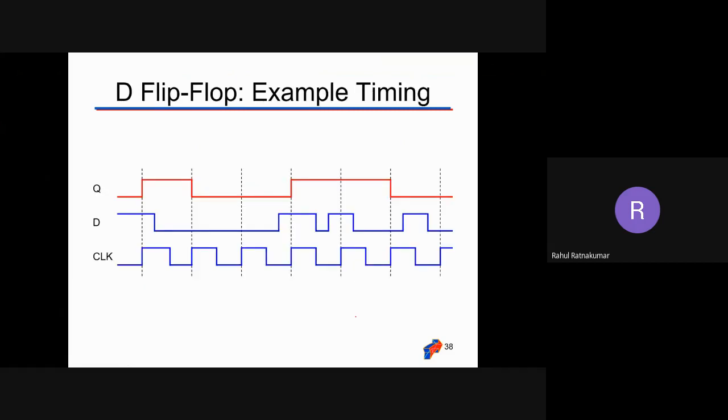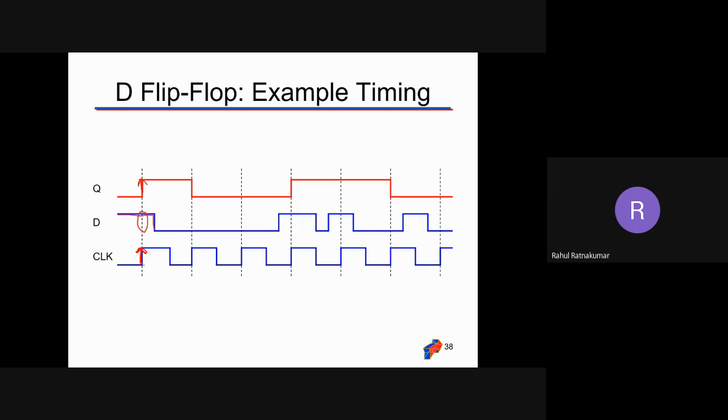So you can see here there's an example of the waveform. When D is high, and your positive edge comes here, at that point D is high, D is 1 here. So my output Q goes from 0 to 1. You can see Q is 1 here.